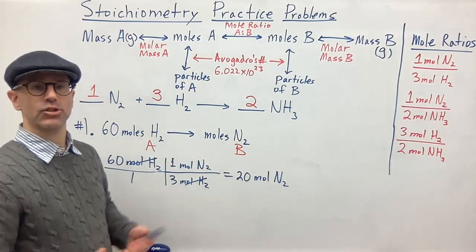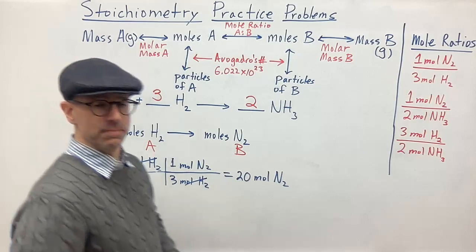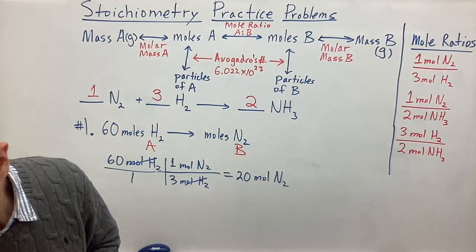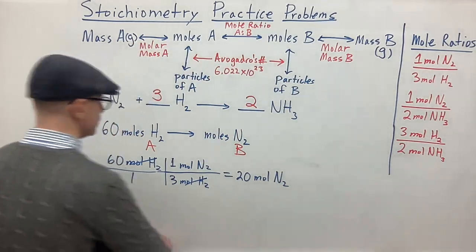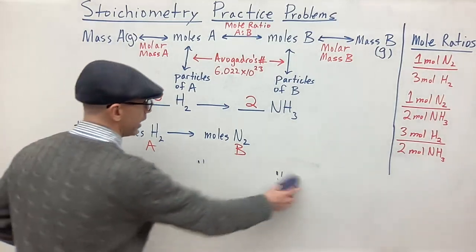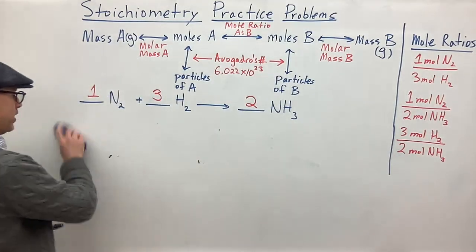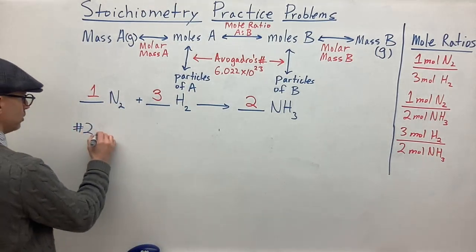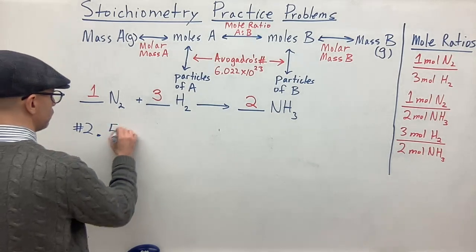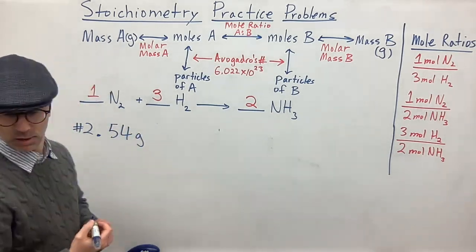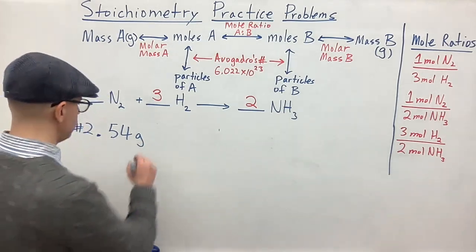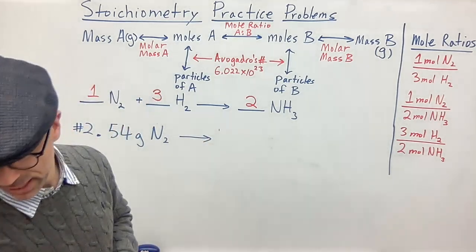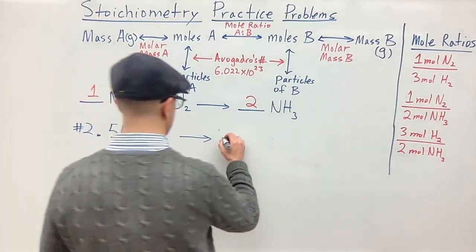Okay, so let's try another problem. In my other problem, we'll do 54 grams. So let's go ahead and erase this. We'll do number 2. So they're giving us 54 grams of what? 54 grams of N2. And they want us to convert that to grams of NH3.